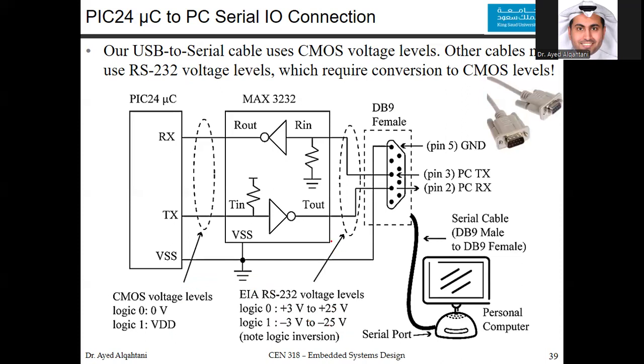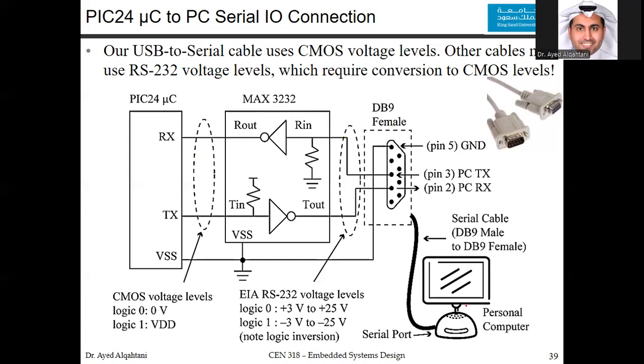To do the conversion, we use this chip. It's called MAX3232. It just does the conversion. So whatever values you are sending or receiving from the RS-232 cable, the microcontroller would read it correctly because you did the conversion using this chip.